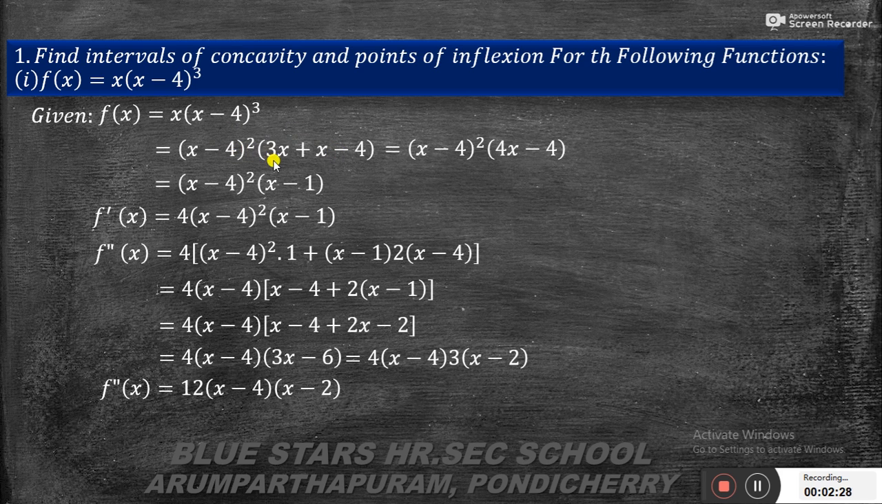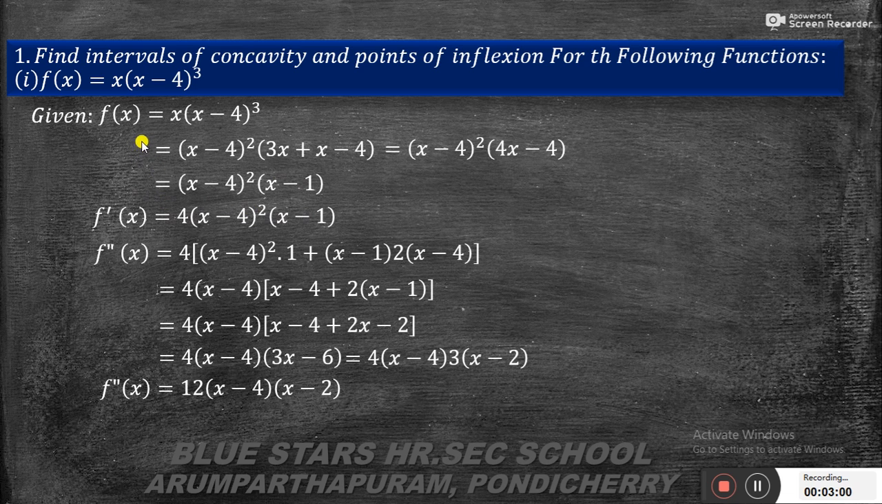So from the remaining terms I write 3x plus x minus 4. So equal to (x minus 4) whole square, and add the terms: 3x plus x equal to 4x, minus 4. So the next step, (x minus 4) whole square into, there is a 4 common, so I take from this. Here 4 into (x minus 1). Therefore f dash of x equal to 4 into (x minus 4) whole square into (x minus 1). This is the first derivative.